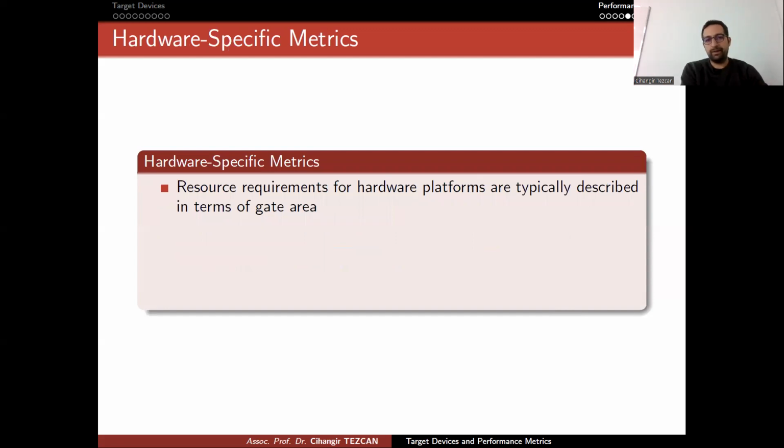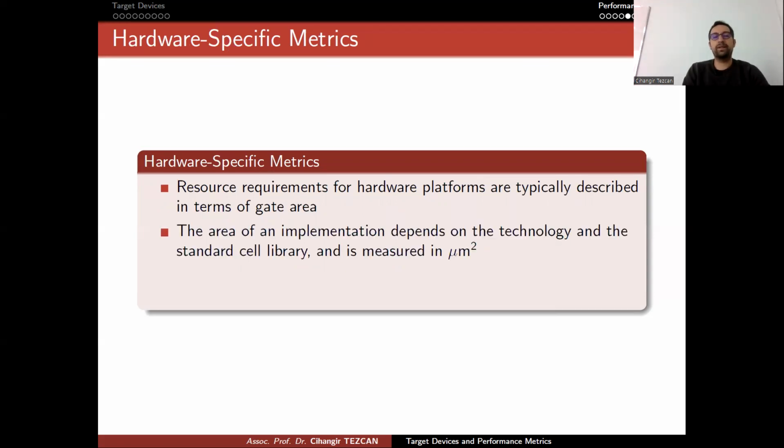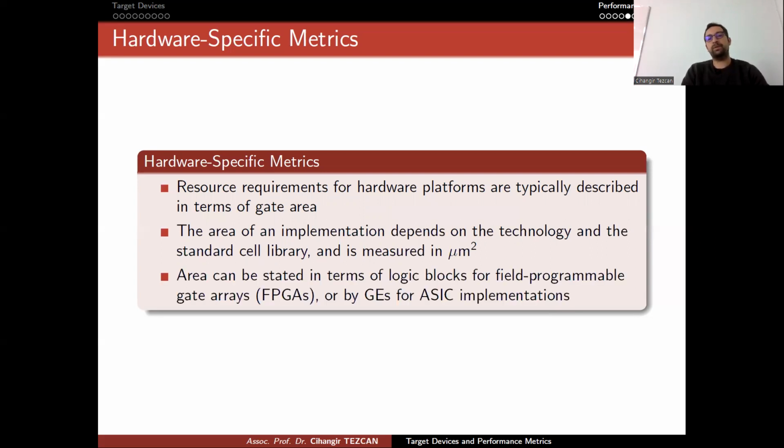So let's now look at the hardware-specific metrics. Resource requirements for hardware platforms are typically described in terms of gate area. The area of an implementation depends on the technology and the standard cell library and is measured in nanometer squares most of the time. Area can be stated in terms of logic blocks for field programmable gate arrays, FPGAs, or gate equivalents for ASIC implementations.